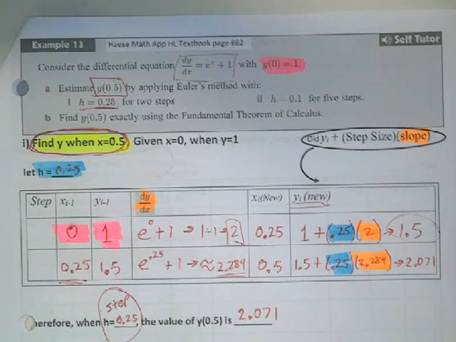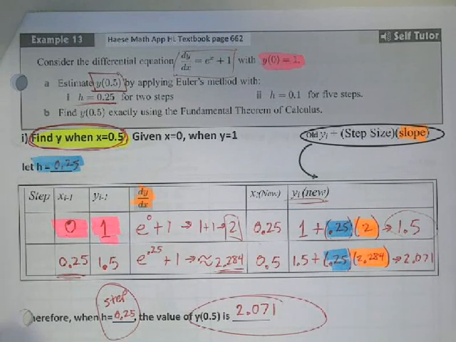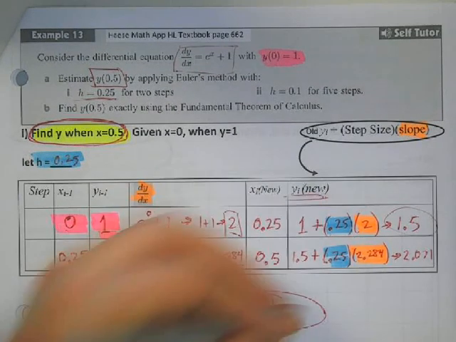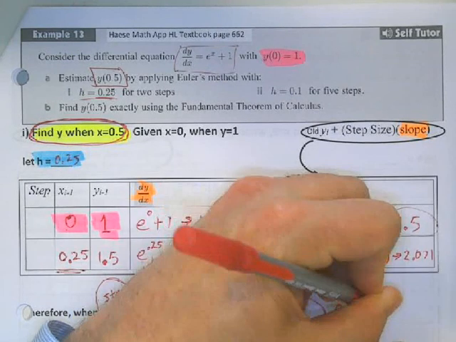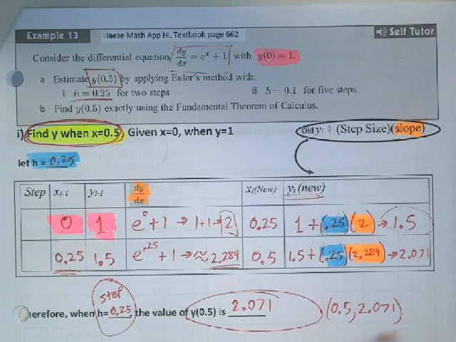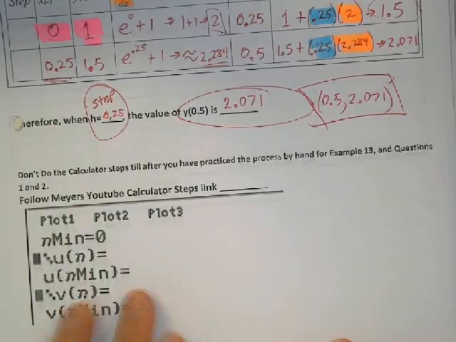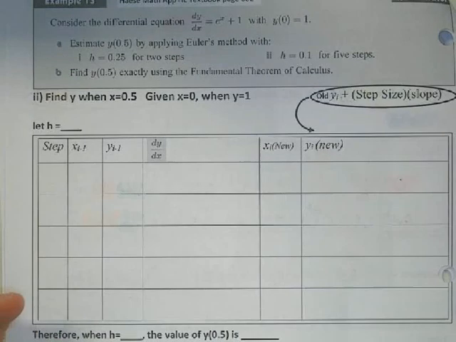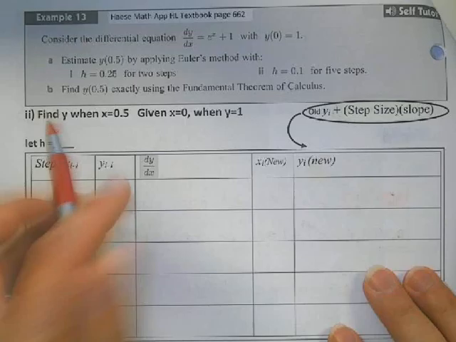Okay, so my final coordinate is 0.5, comma 2.071. I'm going to go through the calculator steps later in a different video. This entire video is about doing this by hand. Okay, so same question, and now we're doing part II.